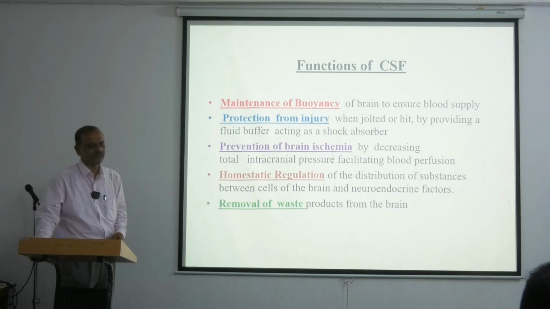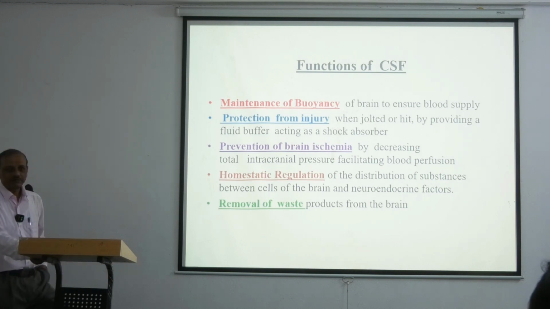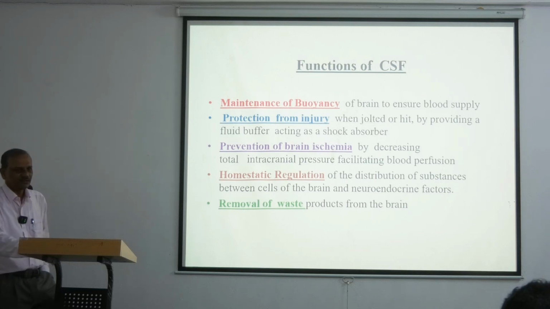Second, third is prevention of brain ischemia. So it decreases the intracranial pressure, because see, if there is any block in the outflow, or if there is any increased formation, obviously CSF will be formed in a much higher amount. So that will exert a pressure. So that will allow ischemia to occur. And if by chance any patient develops a high intracranial pressure due to CSF outflow block, that happens during meningitis, patients suffer from severe headache. The more the block, the more the headache.